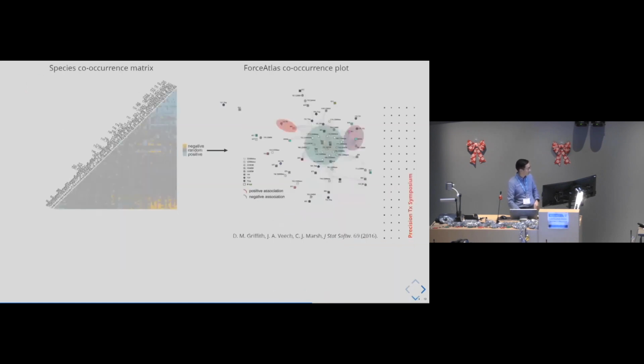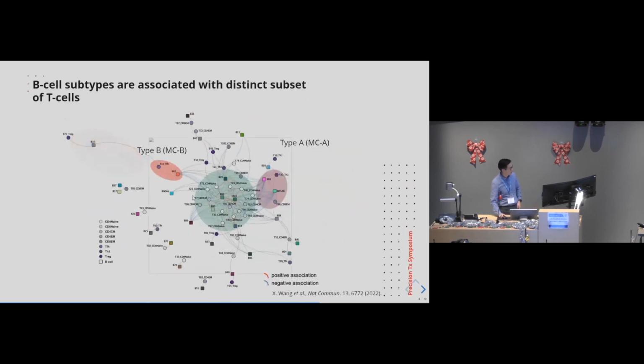So it's a ForceAtlas map, and here we can see a very interesting phenomenon: the naive normal B cells co-occur with naive T cells and central memory T cells. But there's one very interesting population called T10 TFH. It's one kind of TFH cell which produces a lot of cytokines, and it is positively associated with type A tumor. And for the type B tumor, there are Th1 and CD8 EM populations. These two T cell clusters are strongly associated with our type B tumor.